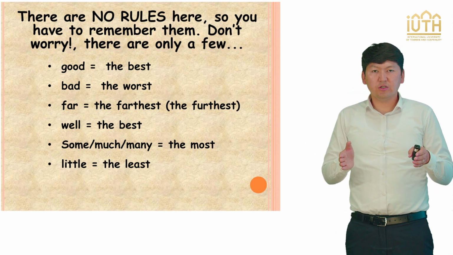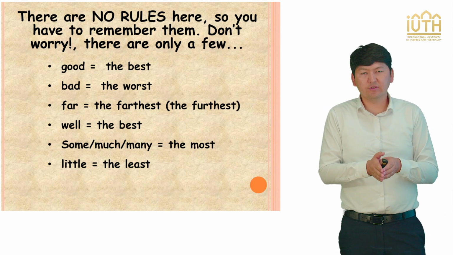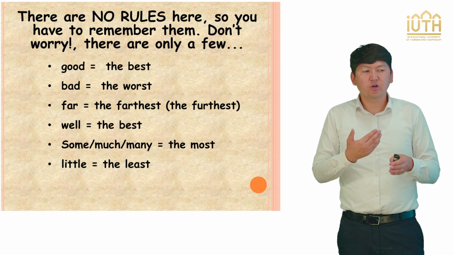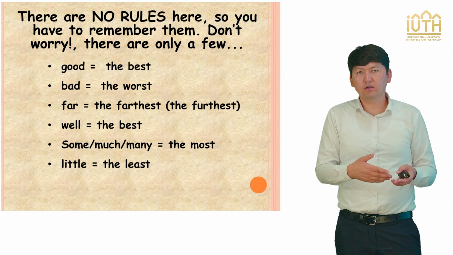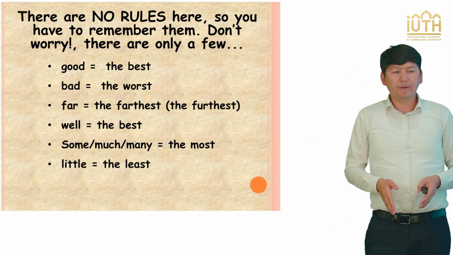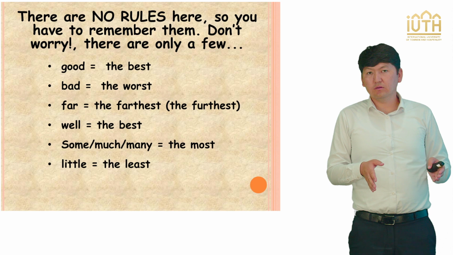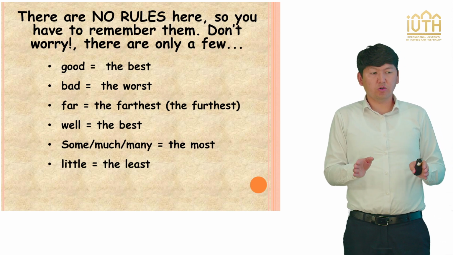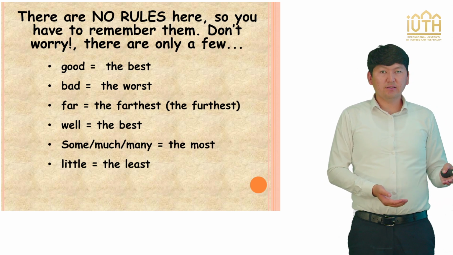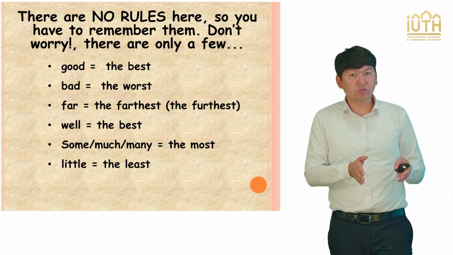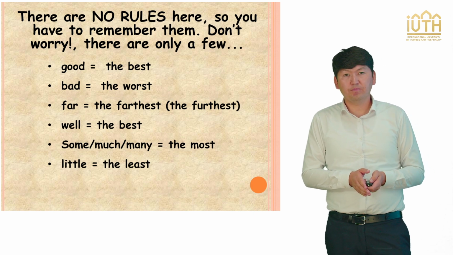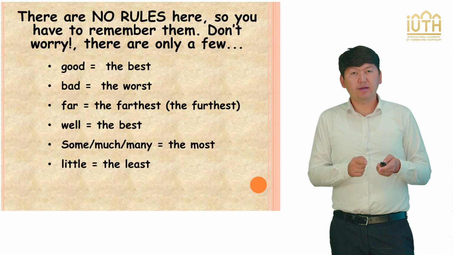We use such irregular superlatives. We cannot say good, goodest, or bad, baddest. There are no such words. So we have irregular superlatives like good, best; bad, the worst. So be careful with these words and use them correctly.